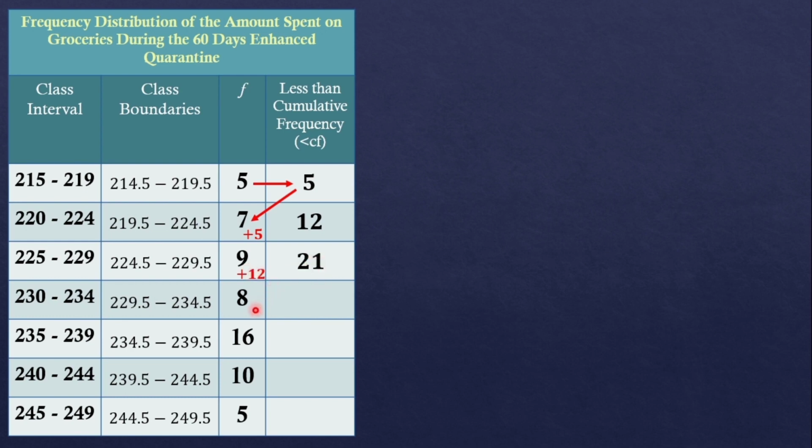21, i-add sa 8. So that is 21 plus 8 is equals to 29. And then 16 plus 29 is equals to 45. And then 45 plus 10 is equals to 55. And then 55, i-add mo sa 5. So that is 60. Okay, so how will you check if your less than cumulative is correct?